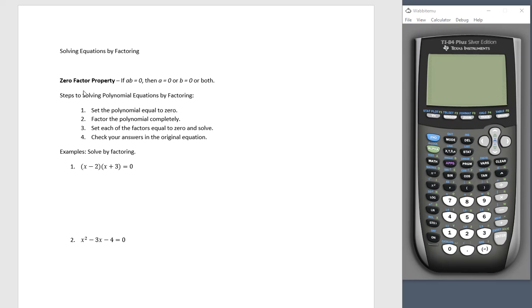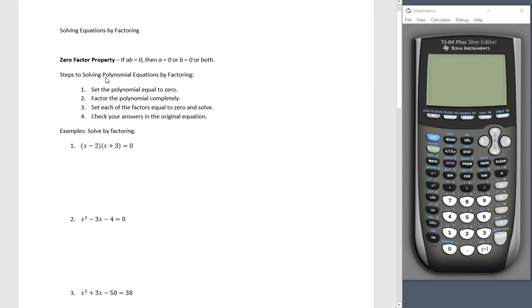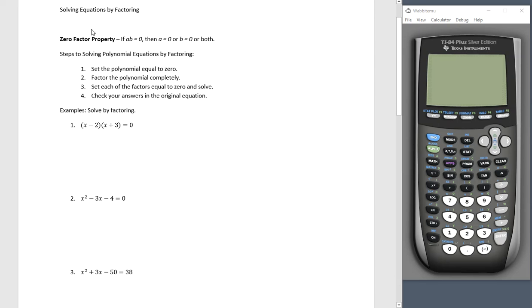So here are the steps to solving. Set the polynomial equal to 0. Then factor it completely. And then use the property. Step 3, set each of the factors equal to 0 and solve. Always check your answers in the original. The zero factor property tells you exactly what to do as we're solving these.